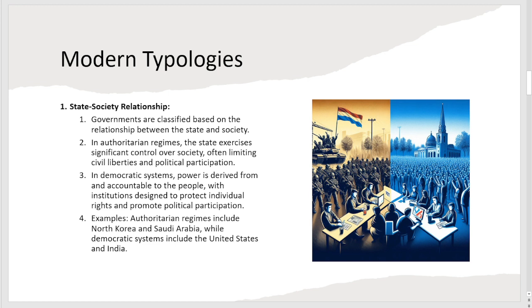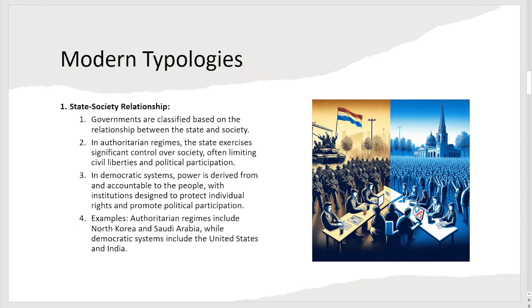In authoritarian regimes, in countries like North Korea or Saudi Arabia, the state exercises significant control over society, often limiting civil liberties and political participation. You can say that in authoritarian regimes, those who rule tend to have overriding control over those who benefit, the society. So Aristotle must classify that as a perverted rule or rulership, because it benefits only those that are in authority.